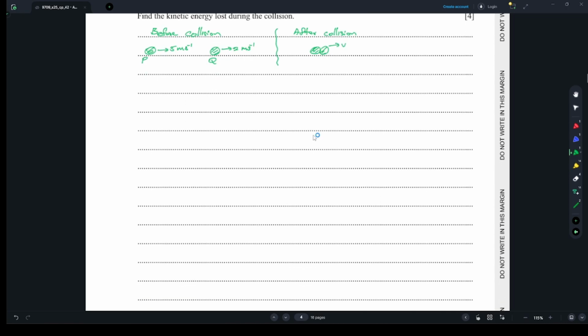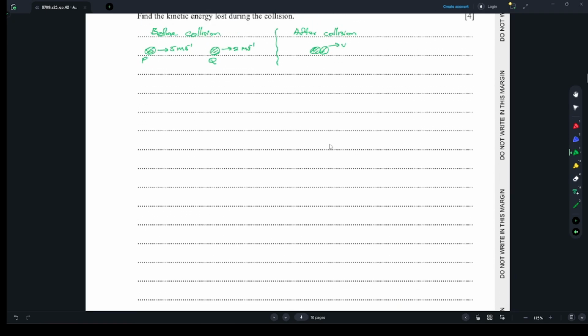Okay, so here what we are going to do, we apply the conservation of momentum, right? Considering the conservation of momentum, okay, so we can write momentum before collision should equal momentum after collision.